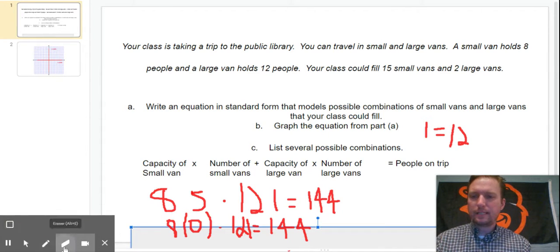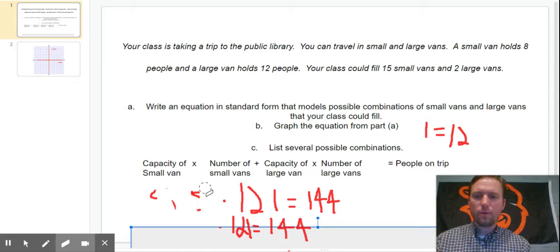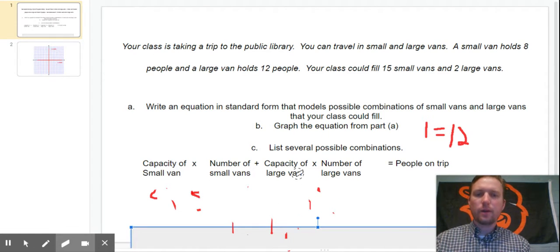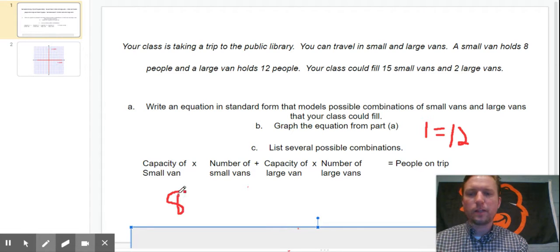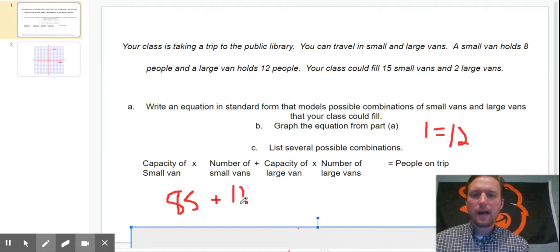Now the next step that we're going to do is we are going to do the same equation, and we're going to plug in 0 for our value of L. Now, when we plug in 0, we're going to solve for S. So I'm going to have 8S plus 12 times 0 equals 144.